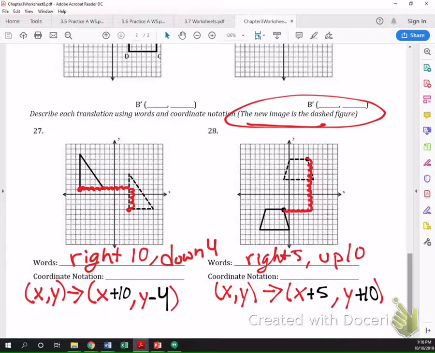Remember, left is subtract from the X. Right is add to the X. Up is add to the Y. Down is subtract from the Y.